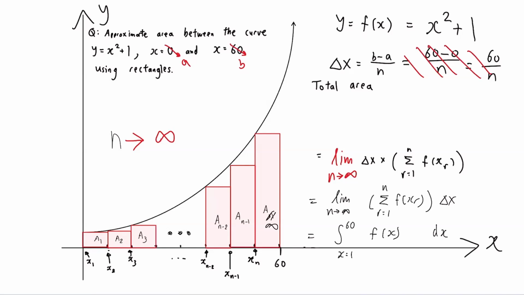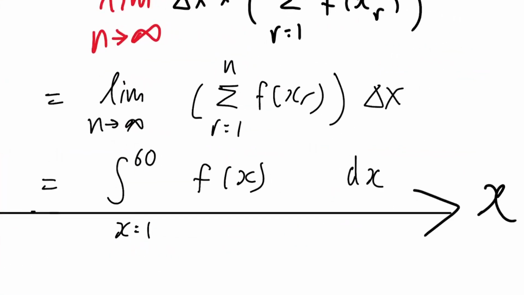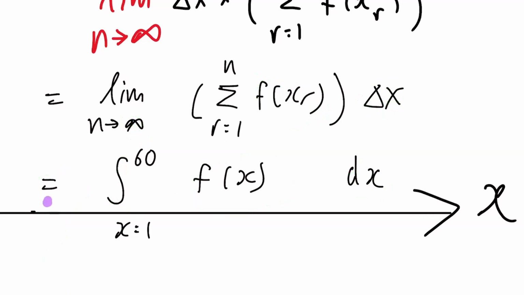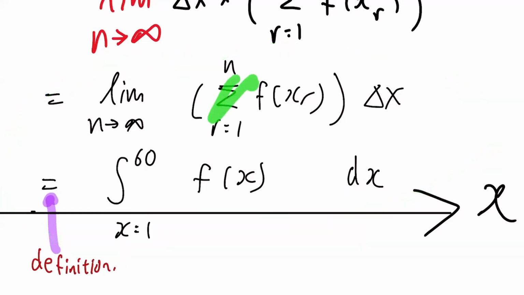Where delta x is, I gave a formula here, b minus a over n, or 60 minus 0 over n. Do you notice that they look very similar? Infinity, then got the sigma; delta x, then got dx; f of xr, then there's an f of x. This is actually our definition. You will learn this in university, but if you're not studying maths, it's okay, just need to know this roughly. Take the limit of the sum of the heights multiplied by the base.